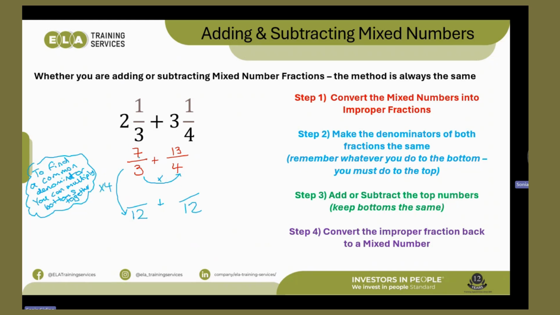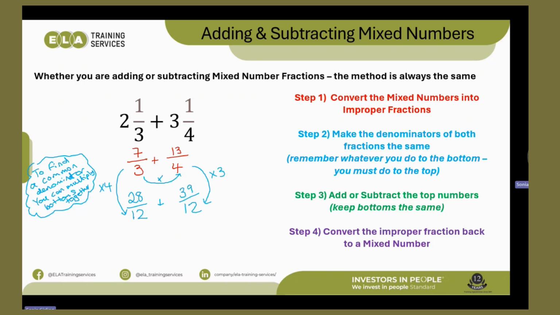And then we do the same to 7. So 7 times 4 is 28. What do we times by 4 to get to 12? And we multiply by 3. And we do the same to 13. So 10 times 3 would be 30. 3 times 3 is 9. So our answer would be 39.